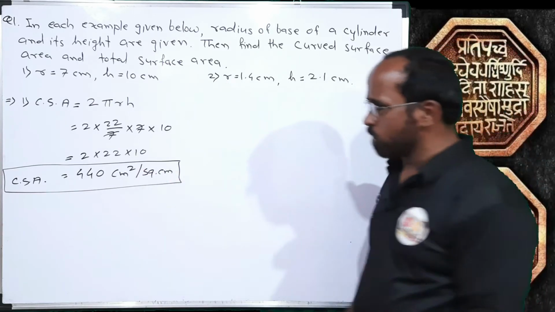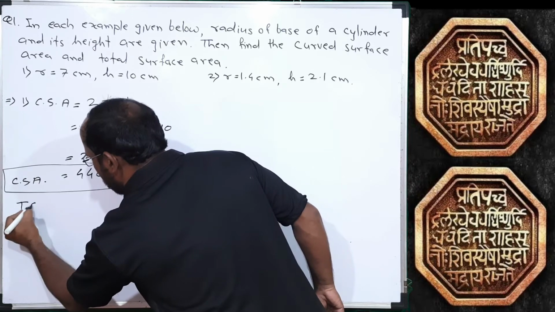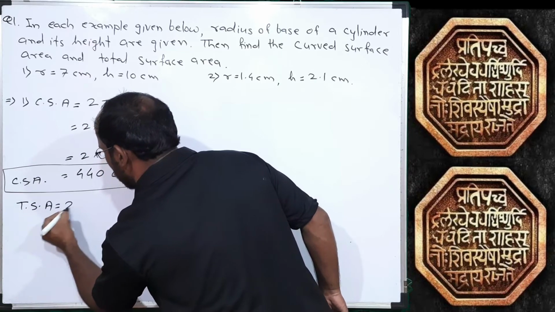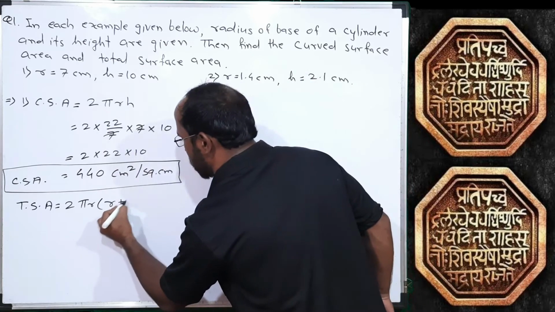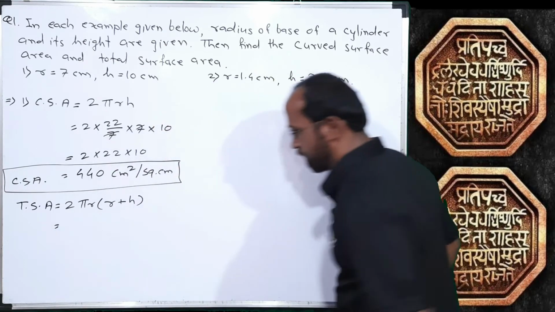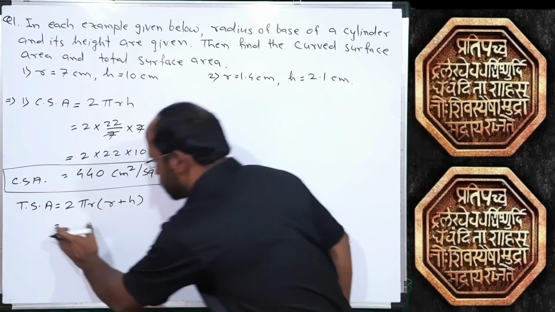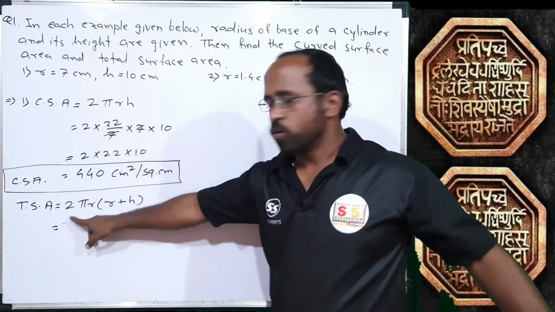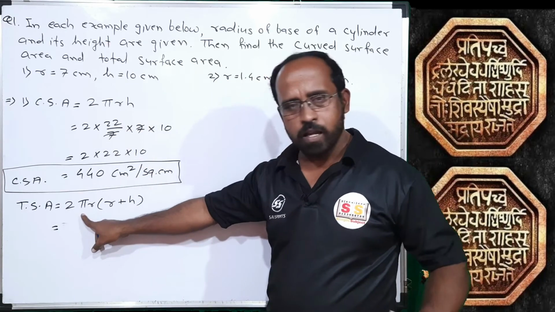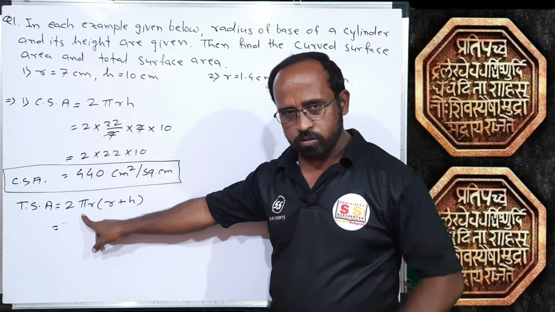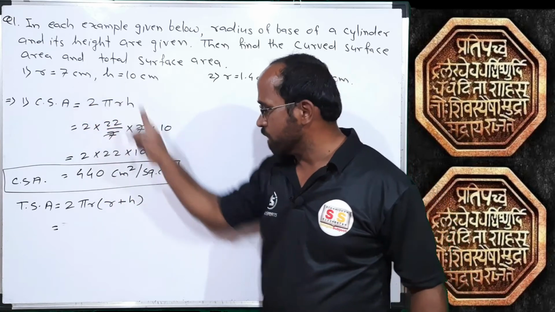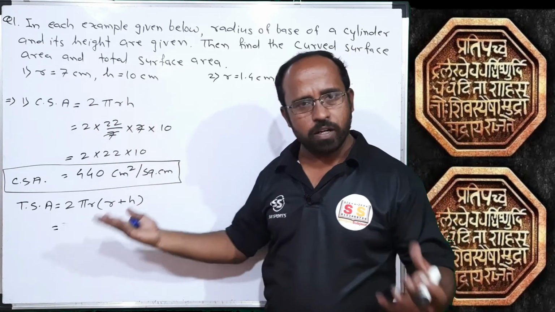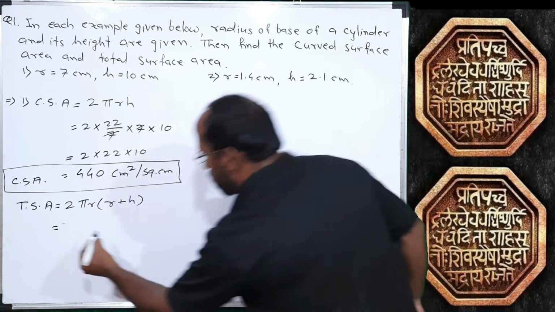Now let us find out the total surface area. Total surface area is equal to 2 pi r into the bracket r plus h. Once again, what is there in the formula? 2 is a constant number. Pi, 22 upon 7, is also a constant number. We know it. r is given, h is given. So we can find it. So let's find it by replacing values.